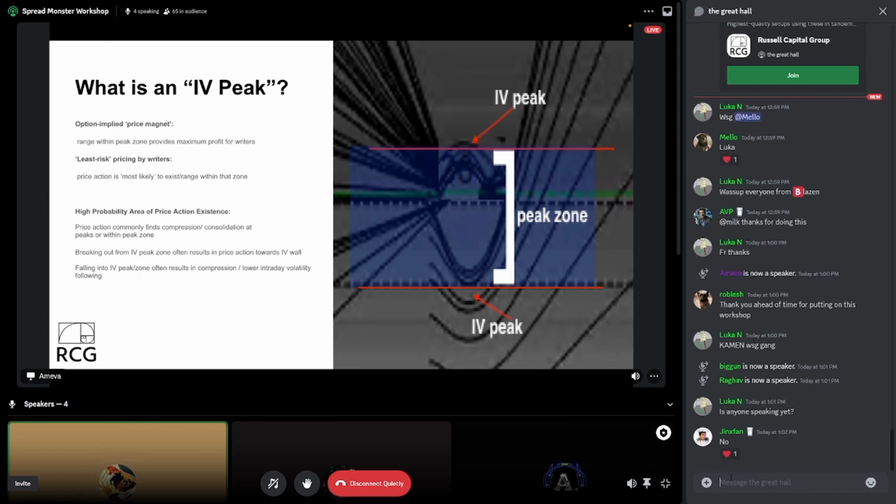Breaking out from this zone, from what I've seen, often results in a trend towards the direction of the IV wall, and falling back into this zone often results in compression or lower intraday volatility.